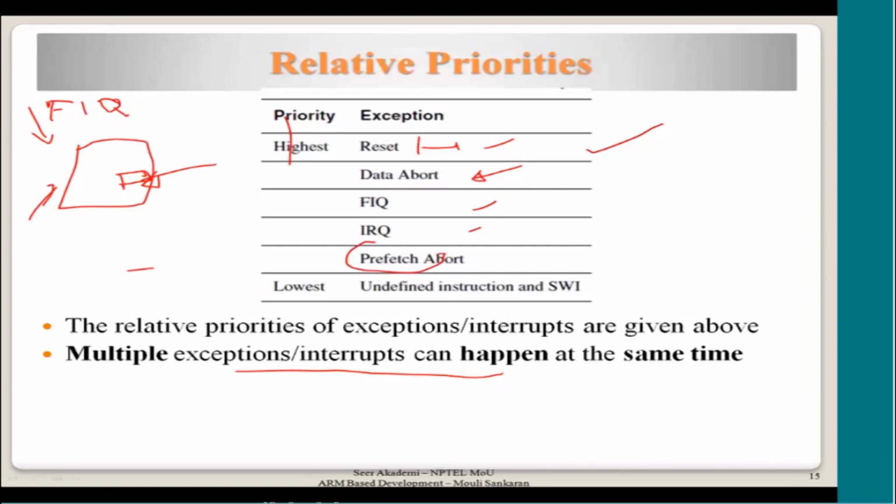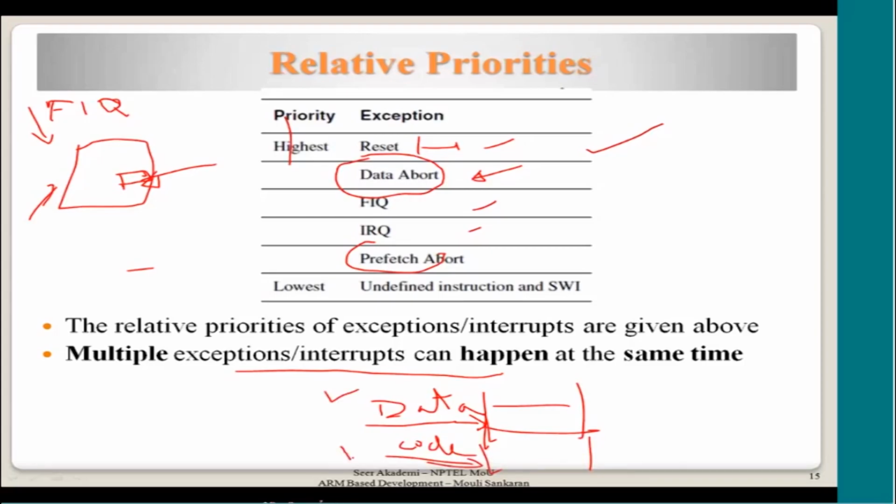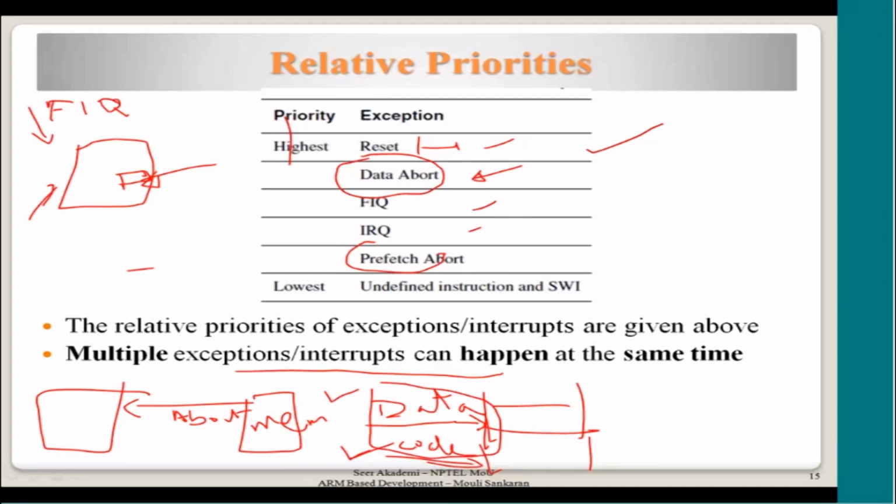A prefetch abort and a data abort, can they happen together at the same time? Remember, memory is accessed, right? At a time, either data is accessed, or code is accessed, which is prefetch. When you are accessing memory, you are doing either a data access or a code access. So when will the actual abort happen? The memory system, the MMU, informs the CPU that there is an abort. That abort signal is generated based on either a memory read or a write. It could be for data or for code, but it cannot happen together. The event cannot be generated by the memory for both.